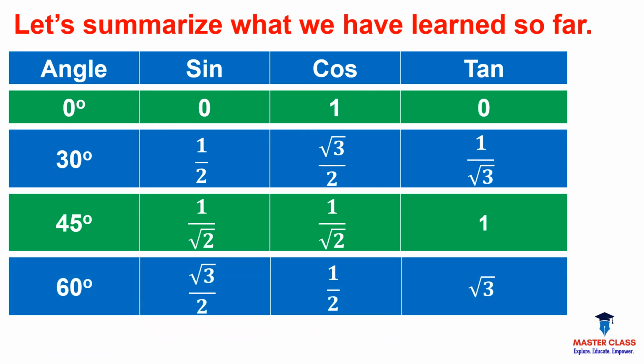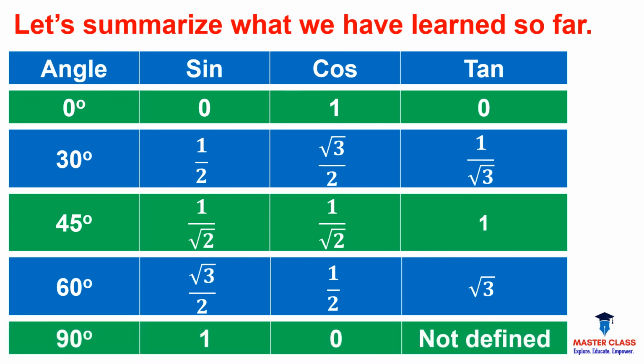Sine of 60 degrees is equal to root 3 upon 2, whereas cos of 60 is equal to 1 upon 2. Tan 60 degrees is equal to root 3. Sine of 90 degrees is equal to 1, cos of 90 degrees is equal to 0, and tan of 90 degrees is not defined.